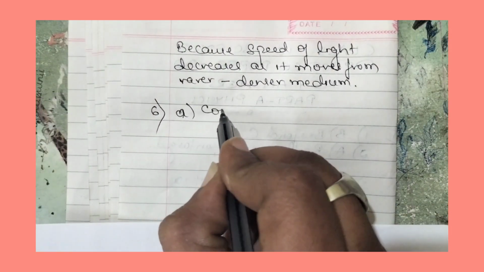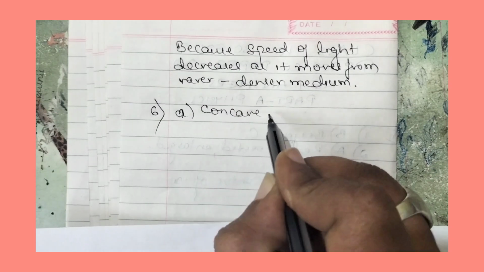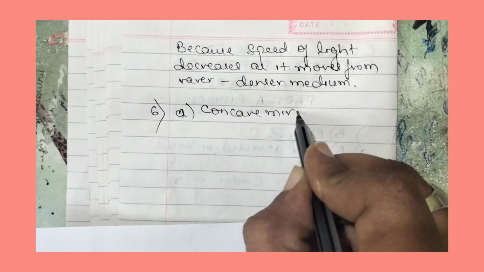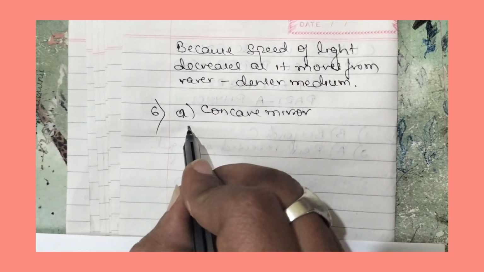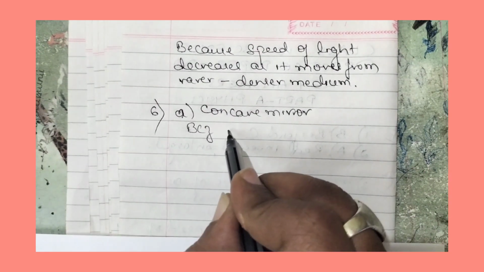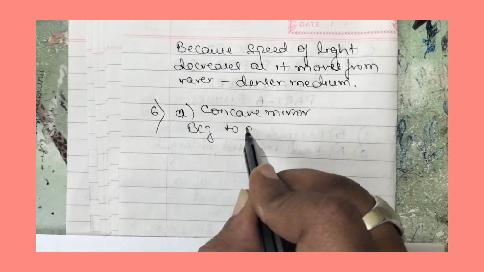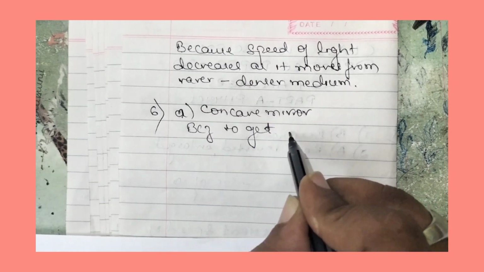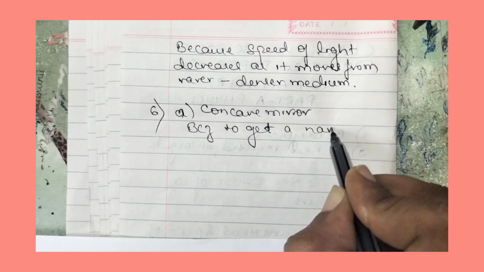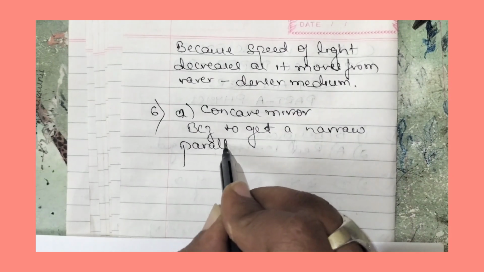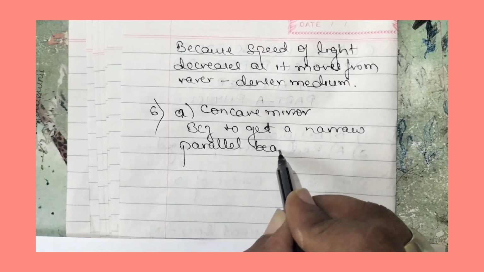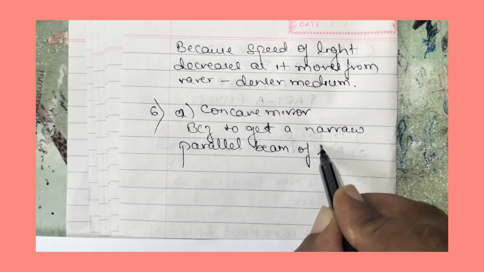So for the headlights of a car, we are using a concave mirror. Support your answer with a reason. So let us write the reason. Because to get a narrow parallel beam of light.